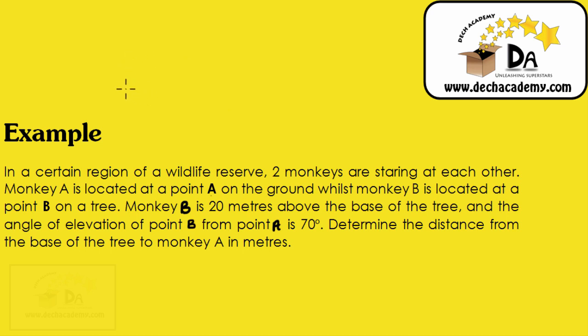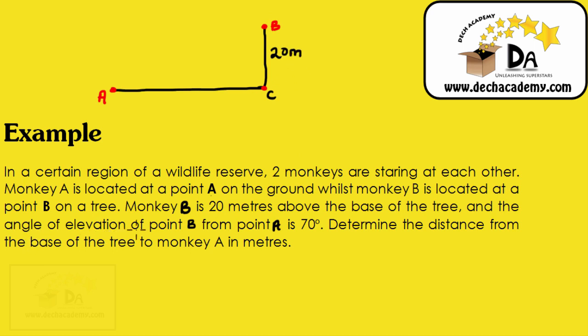So in fact, I'm just going to start sketching this. So this is the ground level, and monkey A is somewhere here on the ground, point A. Whilst monkey B is located at a point B on a tree. So if I draw a tree here, put monkey B on the tree, and we go on to read that monkey B is 20 meters above the base of the tree. So here's the base of the tree, and it says that monkey B is 20 meters above. So the height from B to this point, I'll call it C, BC, is 20 meters.